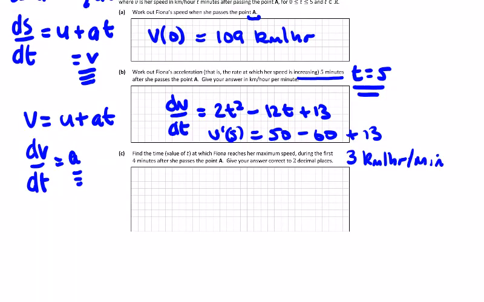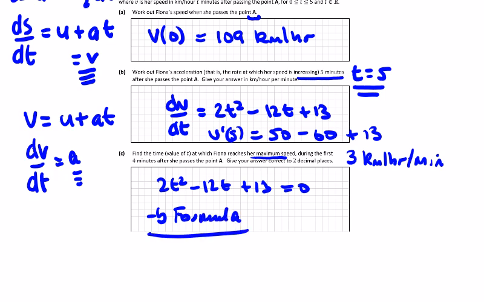Find the value of t at which Fiona reaches her max speed. So the derivative will be equal to 0, so 2t squared minus 12t plus 13 equals 0. The temptation is to factorize, but it doesn't factorize, so the minus b formula, or the quadratic formula, sub in your values here, and you're going to get two answers. t is equal to 4.58 and t is equal to 1.42, correct to two decimals. And if we go back and read the question, they tell us that during the first 4 minutes, so this can't work, it's after 4 minutes, t will be equal to 1.42.